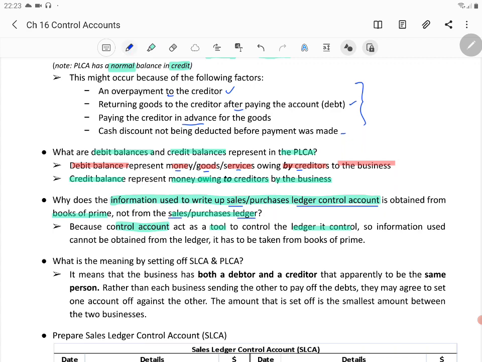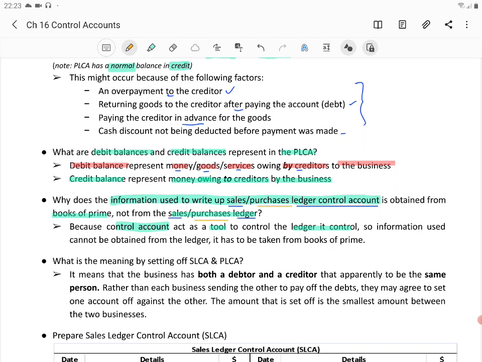If you are preparing a purchases ledger control account, you are controlling the purchases ledger. So if you are controlling the ledger, you cannot take the information from the ledger. You have to take the information from another source. If there is a mistake, the result will be shown. If you're taking it from the ledger, there will not be any difference, so it is difficult for you to control it.